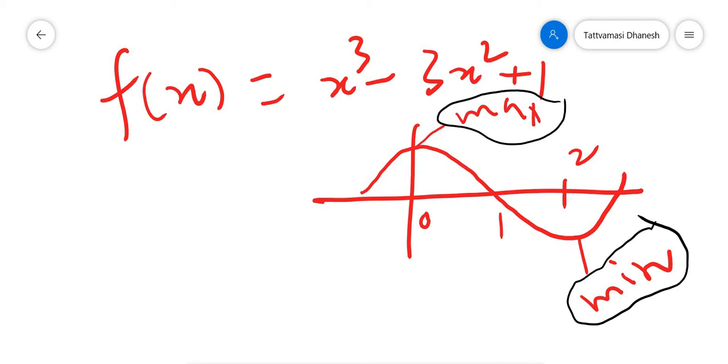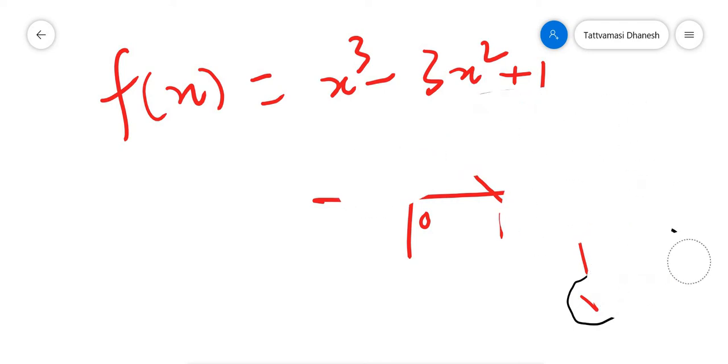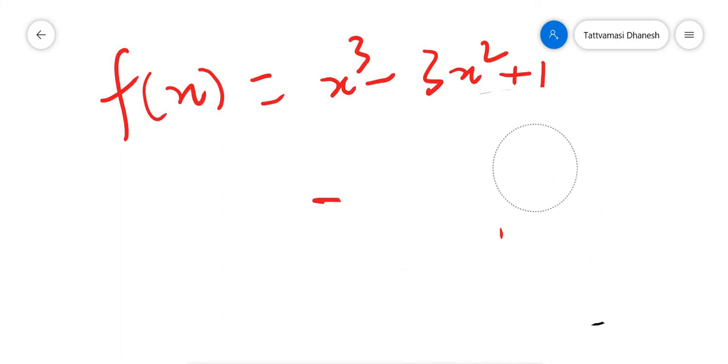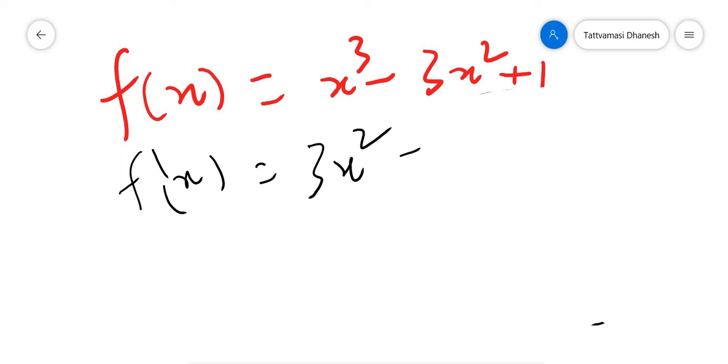But you can get the same thing using the calculus approach. Let me tell you how to find the maximum and minimum using calculus. Here f of x is this. So what would be f dash x? f dash x is the derivative of this function: 3x squared minus 3 into 2x, that is 6x, plus 0. We use the formula that the derivative of x raised to n is nx raised to n minus 1. So you get 3x square minus 6x.